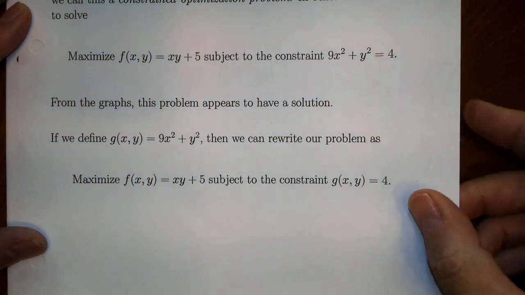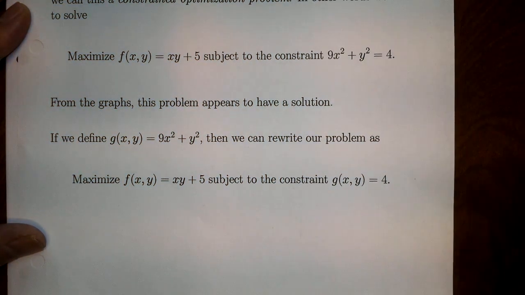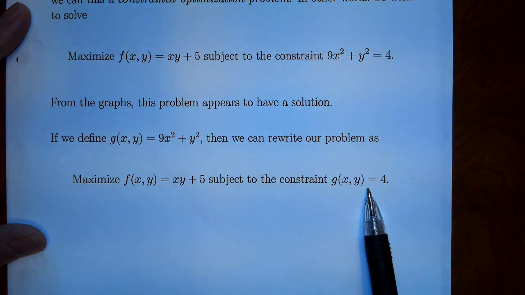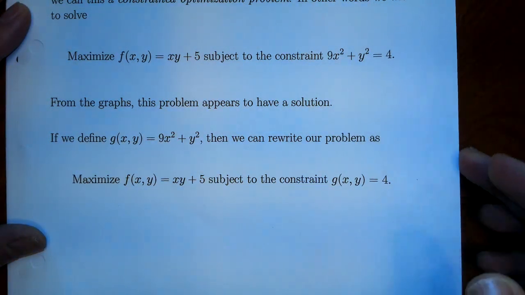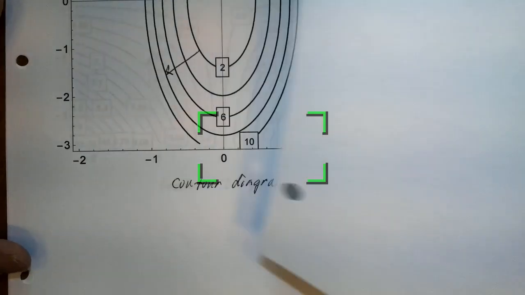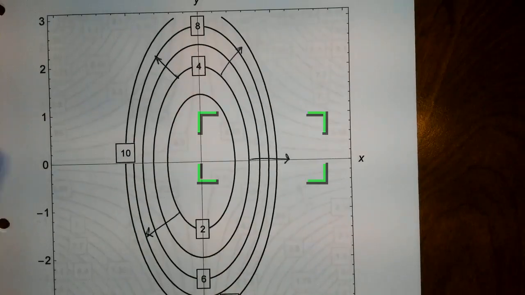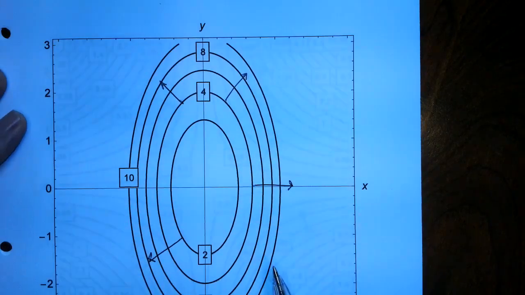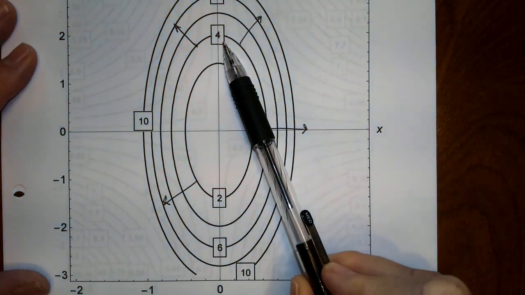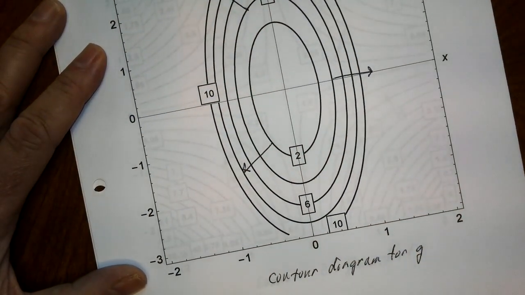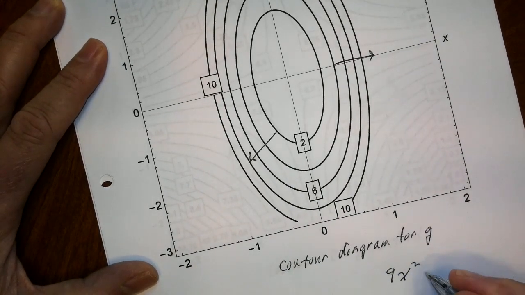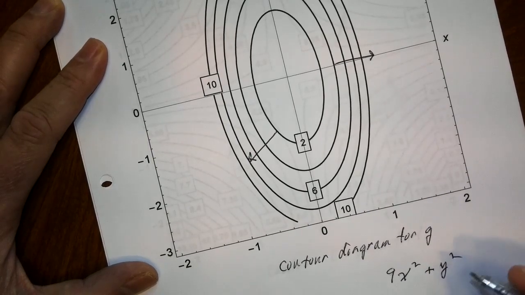It's important to realize now that when we go through this problem, there are two functions. There's the function we're trying to make large, which is f, and then there's also this function g, which we call our constraint function. Each of these functions has contour diagrams. Here's the contour diagram for g. So here's the formula for g again: 9x squared plus y squared.